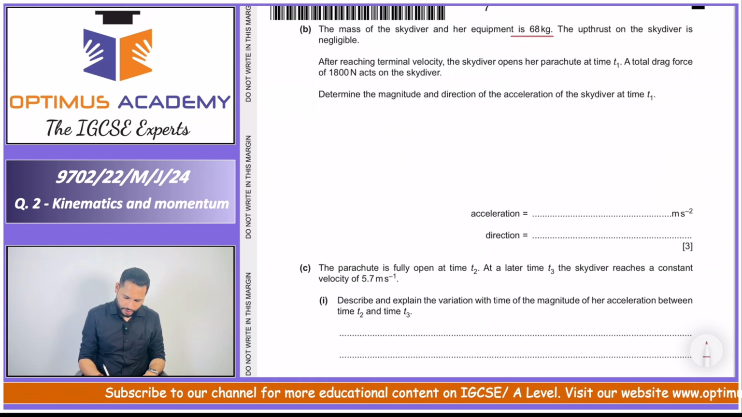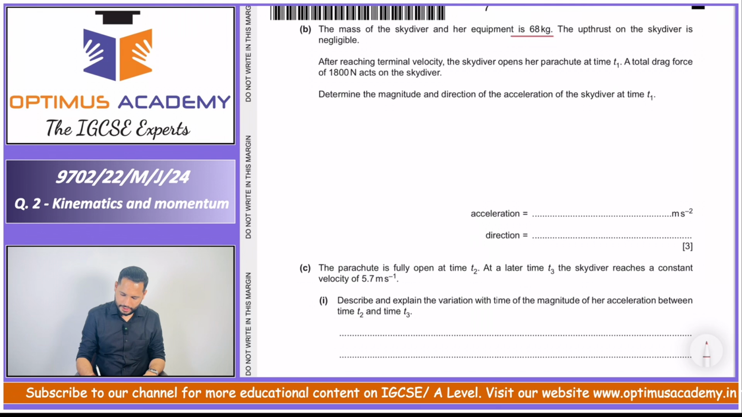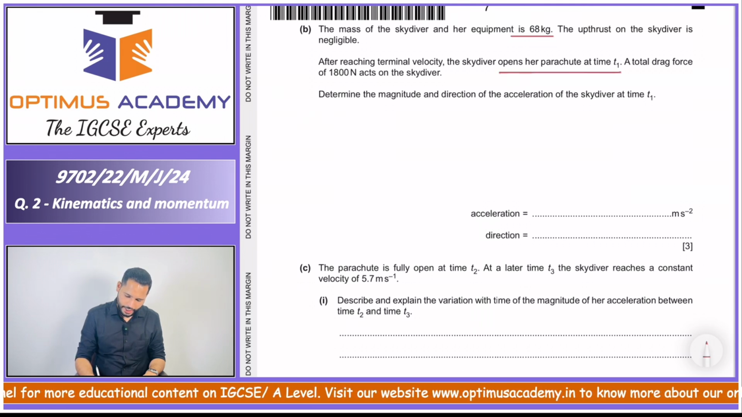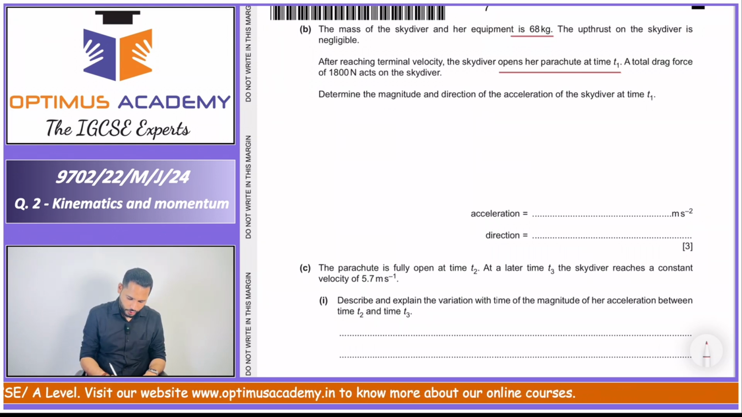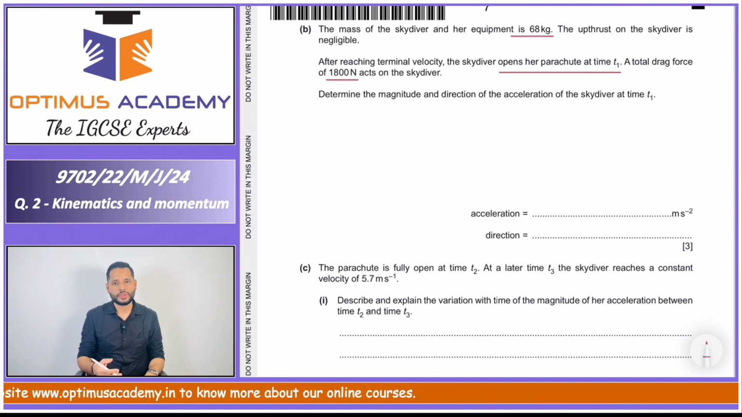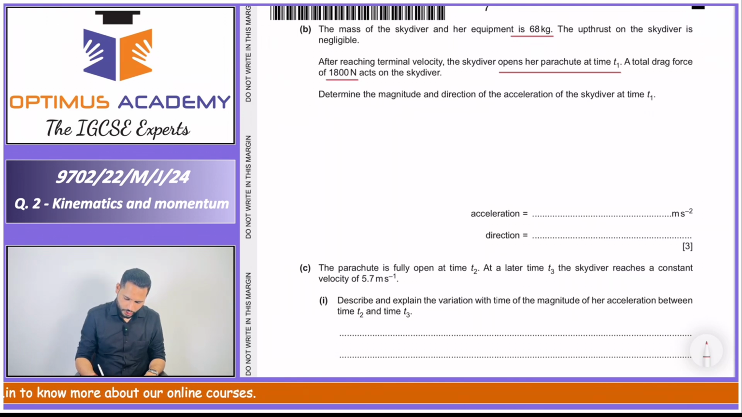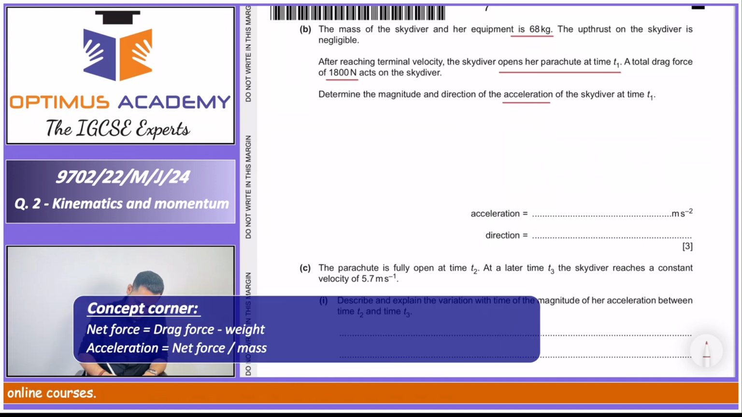After reaching terminal velocity, the skydiver opens her parachute at time t1. So, she is opening her parachute at time t1 while at terminal velocity. A total drag force of 1800 Newton acts on the skydiver. The drag force is going to be in upward direction. Determine the magnitude and the direction of the acceleration of the skydiver at time t1.